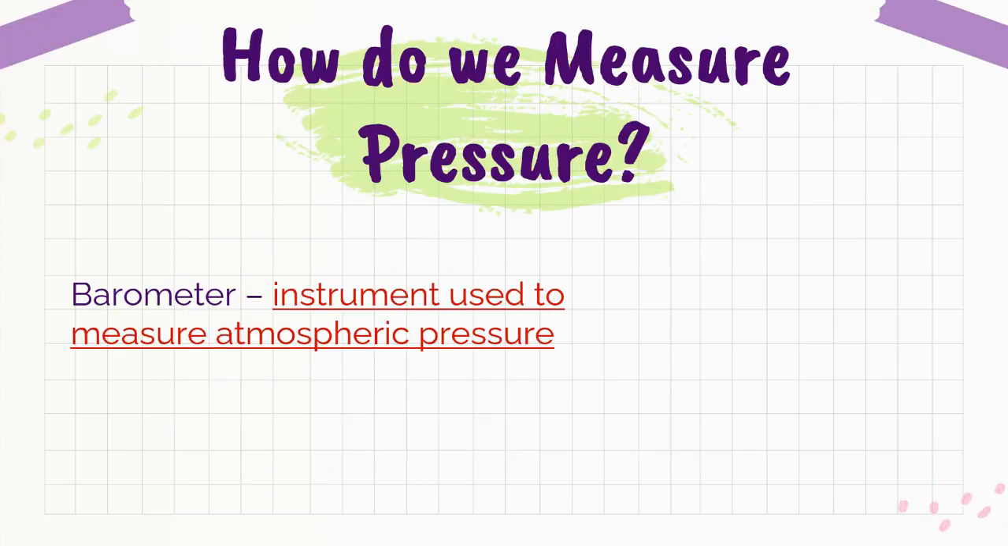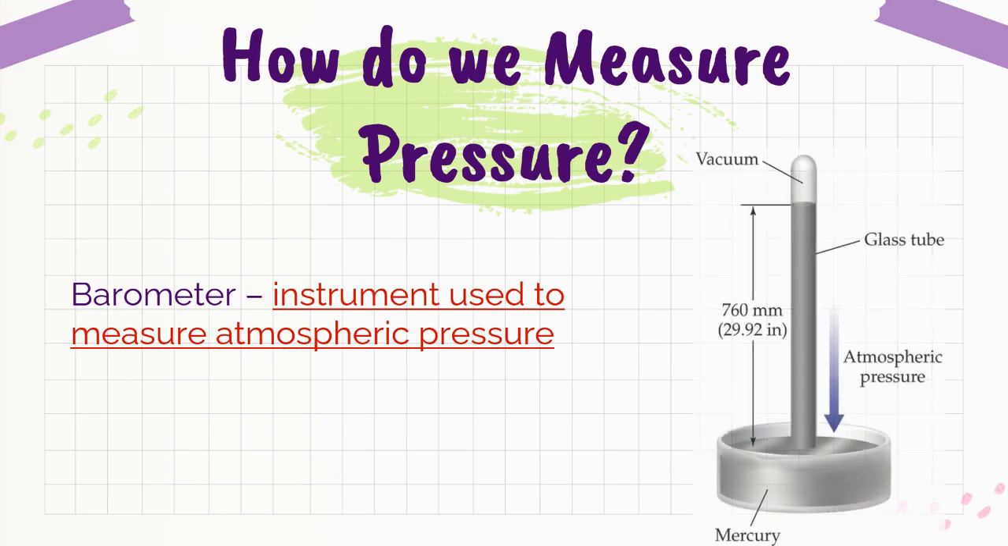So how do we measure pressure? Well, there's an instrument called a barometer. A barometer is used to measure pressure just like a thermometer is used to measure temperature. So here's what a barometer looks like. This barometer is going to be filled with mercury. So there's a tube, it's in a dish or a bowl. This dish is filled with mercury, and then there is also mercury up in here.